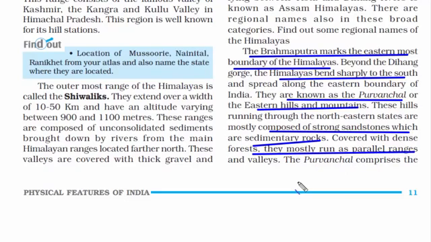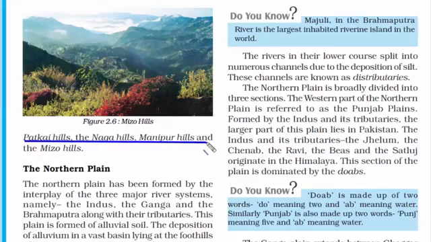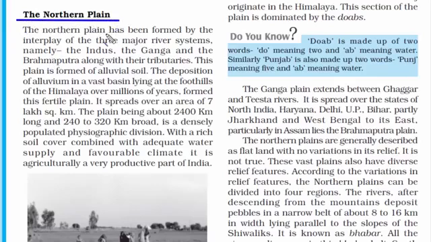And due to this kind of combination, there are many parallel ranges and valleys. So some of the hills that comprise the Purvanchal are Patkai Hills, the Naga Hills, Manipur Hills, and the Mizo Hills. And the next feature is the Northern Plain.